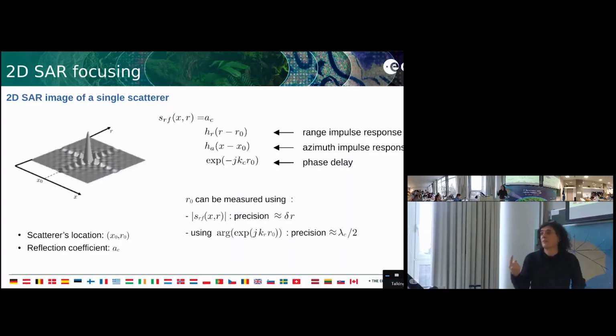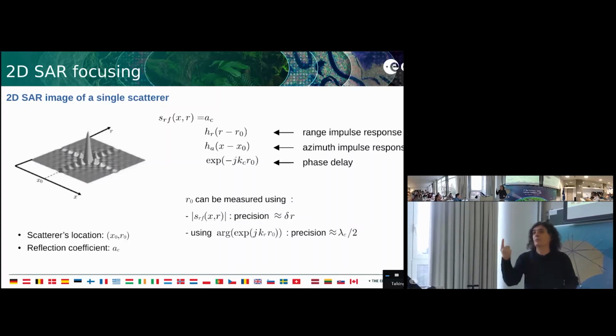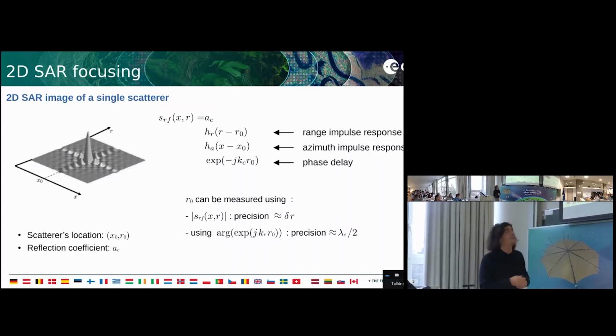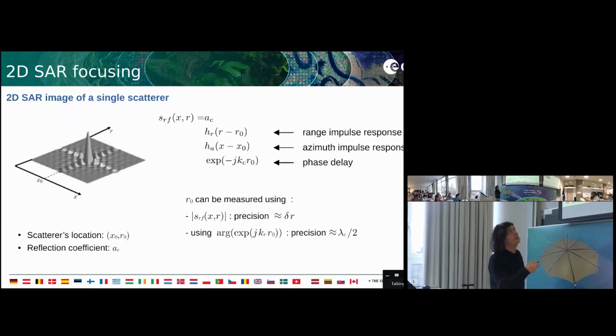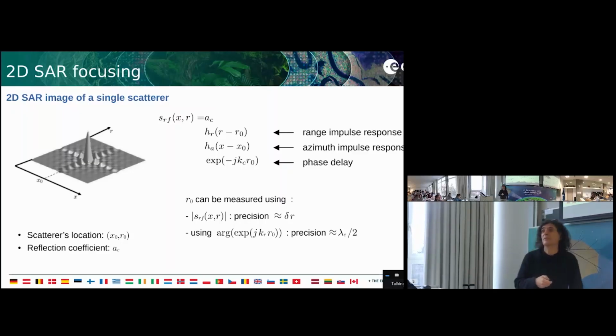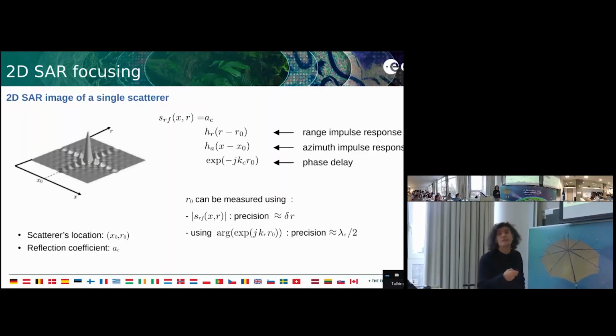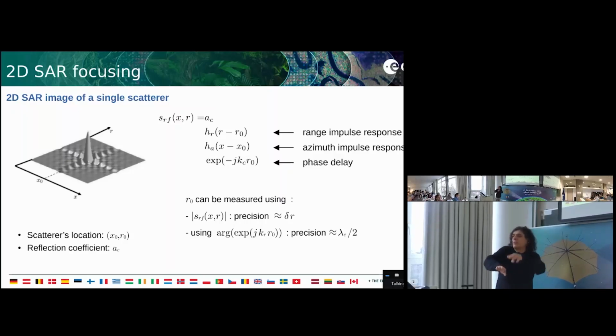And the sinc is an approximation for a Dirac. A Dirac is an infinite precision response, and the difference between this sinc and a Dirac is given by the resolution, the width of this impulse response, which depends on the bandwidth. And the last term is extremely important for us because it is the phase which depends on the distance, and this is how we are going to measure slight variations of the distance when you observe the same scatterer from different positions. Okay?